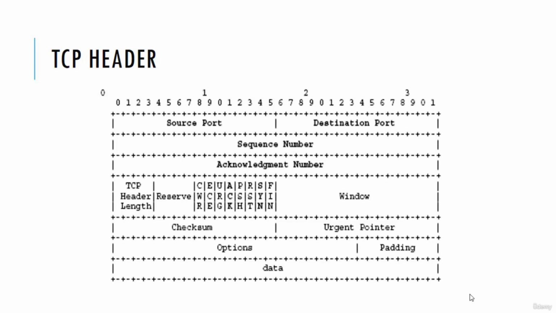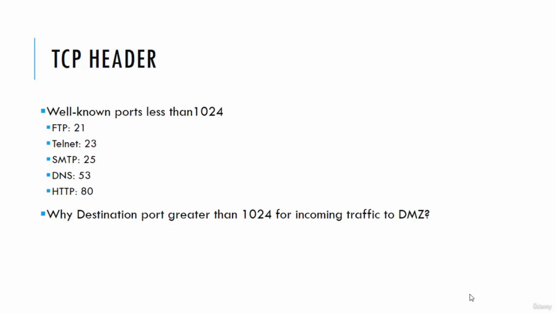Look at the TCP header. We have so many fields in the TCP header. Let's focus here on the flags of the TCP header. Let's recall here that we have FTP working on port number 21, Telnet on port number 23, SMTP port number 25, DNS port number 53, HTTP port number 80.